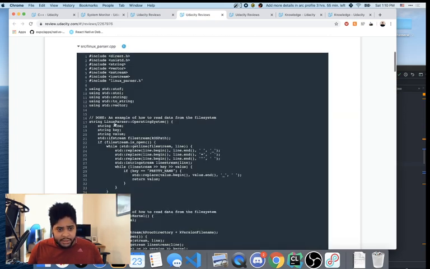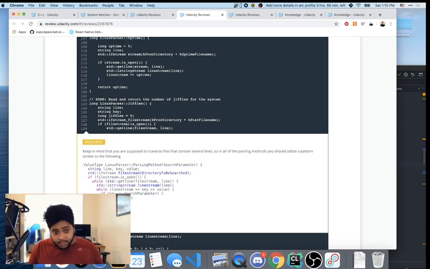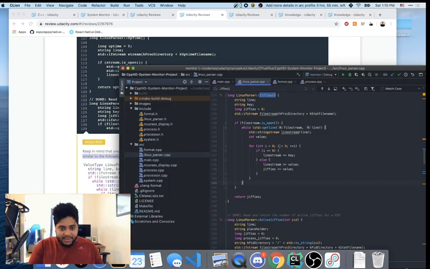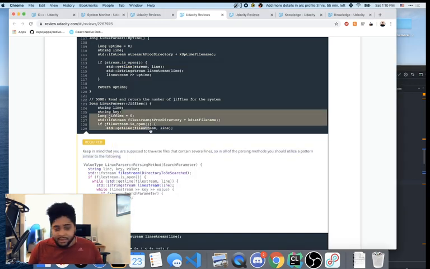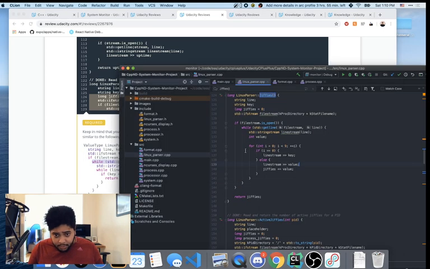Here's only suggestions, so let's just skip that. Required here, for example, I'm being told to keep in mind that you're supposed to traverse files that contain several lines, so I should use this pattern. Again, I'm not really told why I should use this pattern, just that I should use it. So I'm like, okay, I go ahead and use a similar pattern with a while loop, as you can see here, and it seems fine.